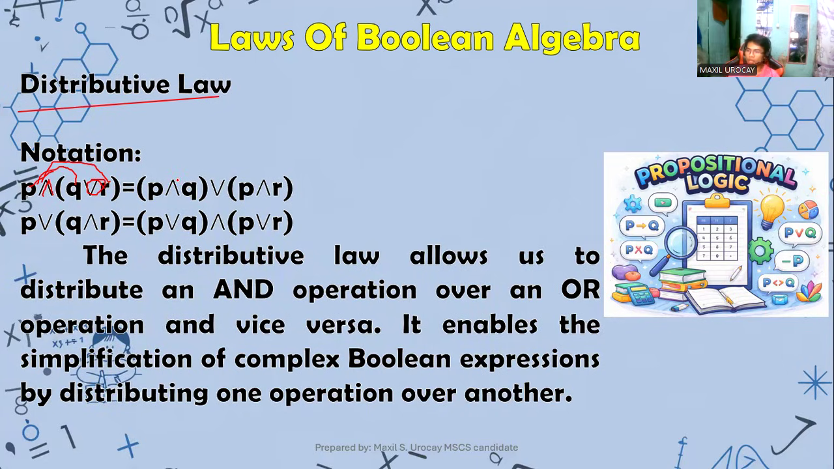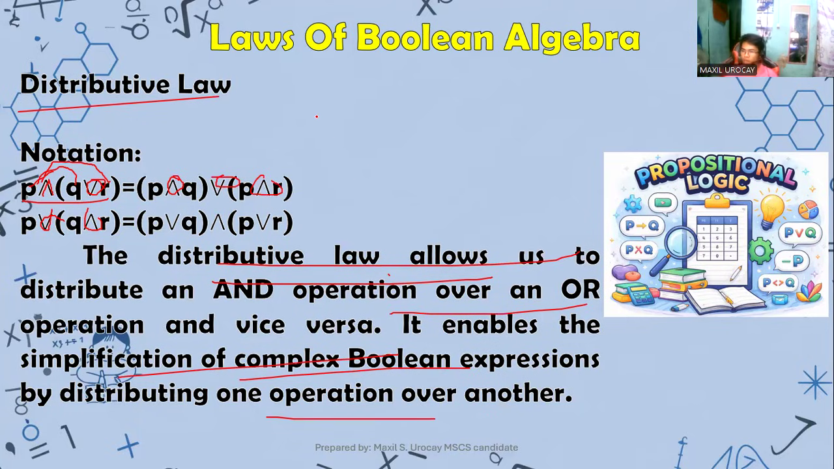And over or, and this is and over or. This is or over and. So let's try to quantify if they are correct. The distributive law allows us to distribute an AND operation over an OR operation and vice versa. That will enable simplification of complex Boolean expressions by distributing one operation over another.